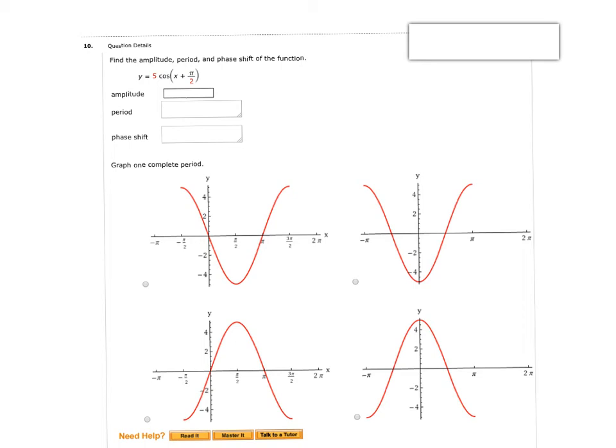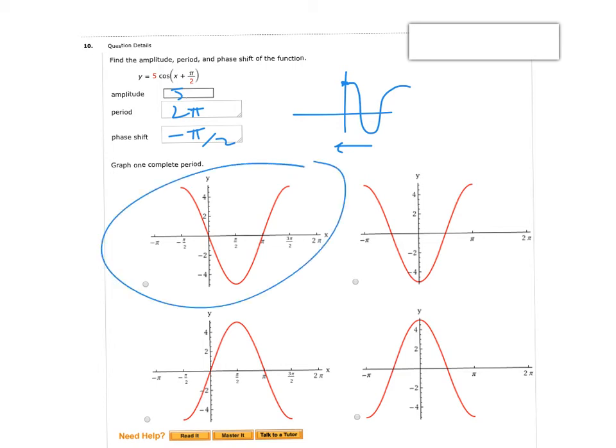All right, next one here, our amplitude is 5. Period is 2 pi. And this one, our phase shift is actually negative pi over 2. It's always the opposite of any adding or subtracting in there. So my positive cosine normally starts at this high point here at 0. But in this case, it's going to get moved to the left by pi over 2. So I would say that's got to be this one, starting at negative pi over 2.